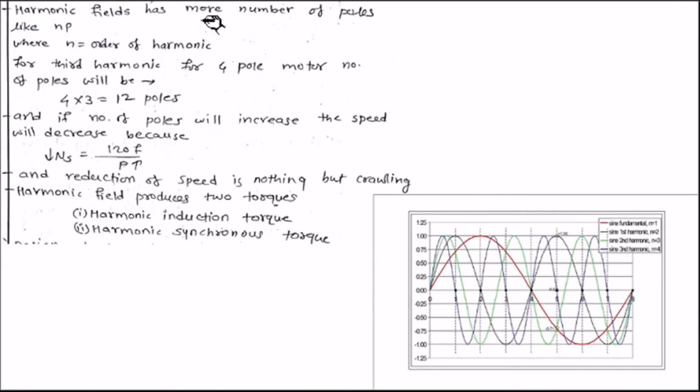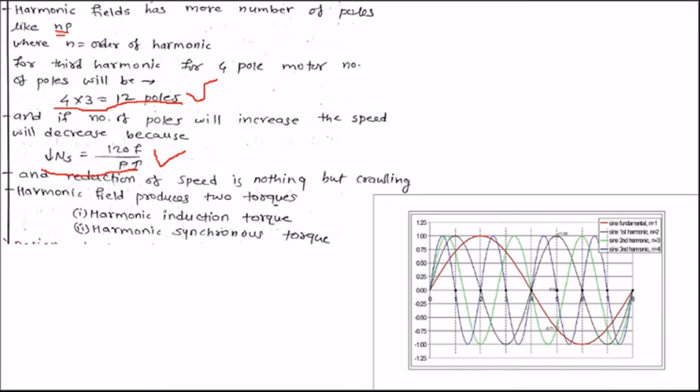Now, harmonic field has more number of poles, like NP. Now, if you select more number of poles, suppose number of poles equal to 4. Here one example is given. Suppose you are having number of poles equal to 4 and the third harmonic. If your motor is having third harmonic present over there, then your number of poles will increase virtually. So total number of poles will become 12 here. Now what will happen if you increase the number of poles? If you increase the number of poles, your speed will decrease.